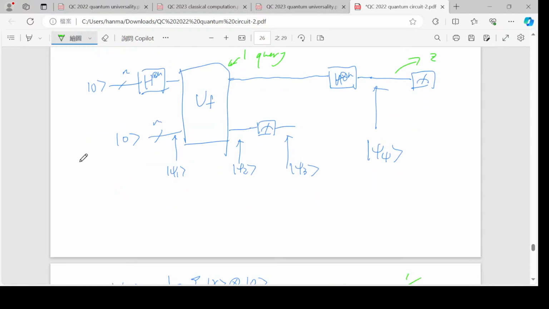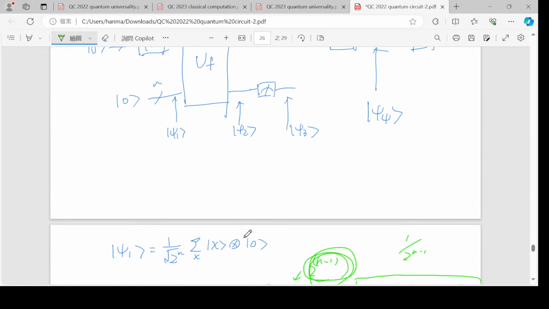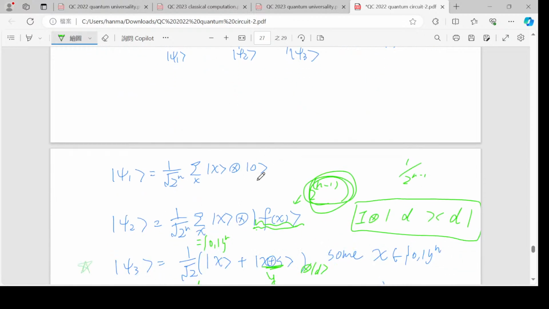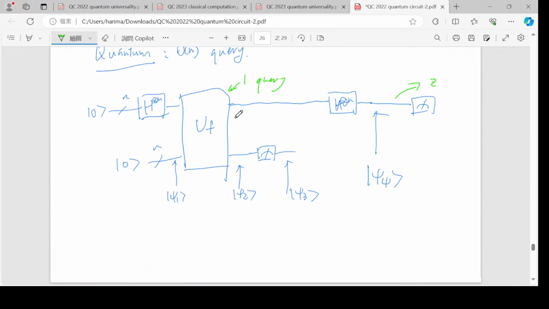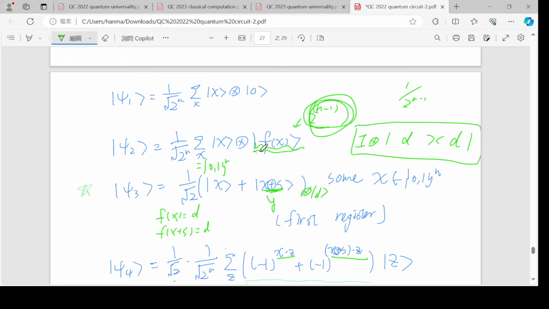Okay, let's just go through what these do. We have a zero state input, and we go through Hadamard to the n, and as we know, that will make an equal superposition of everything. The second register stays at 0. Then we apply our unitary, and that writes f of x into the second register. There are 2 to the n minus 1 possible pairs, so there are big N over 2 possible pairs here.